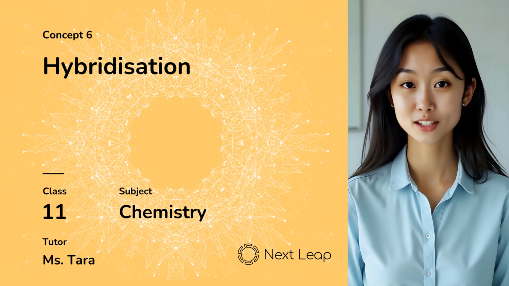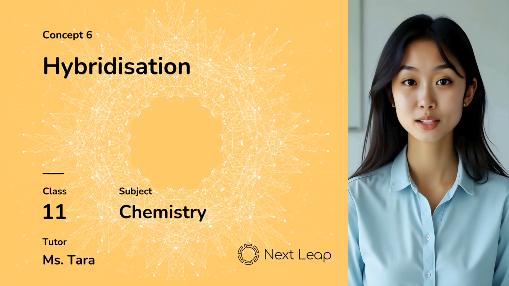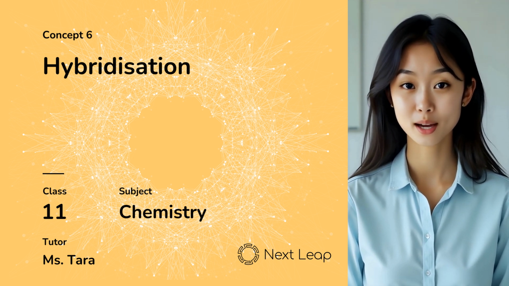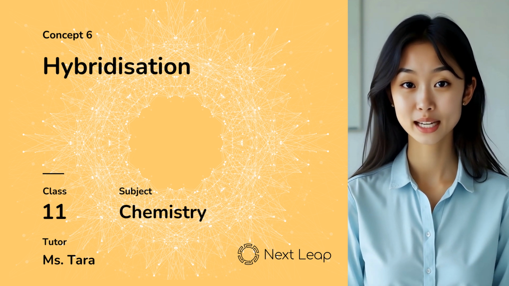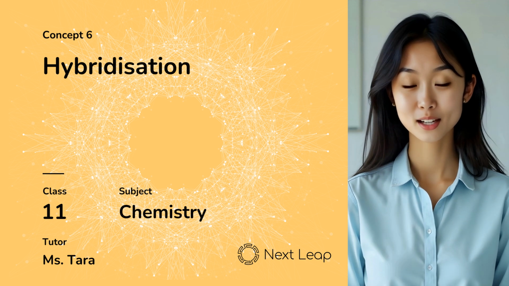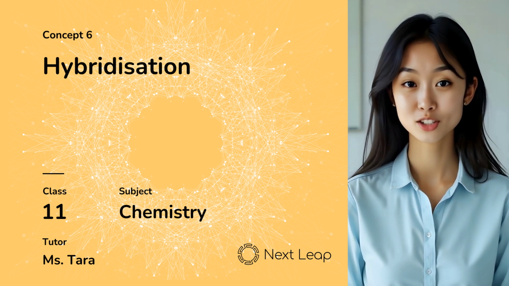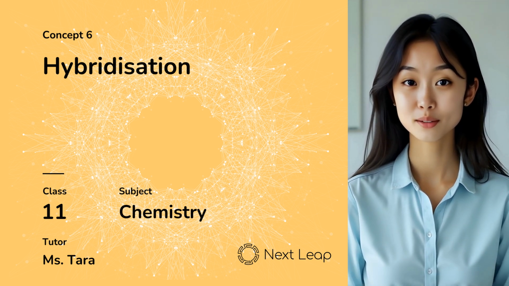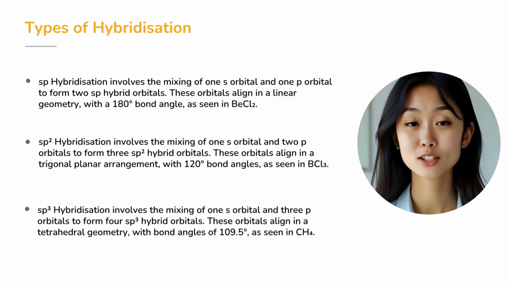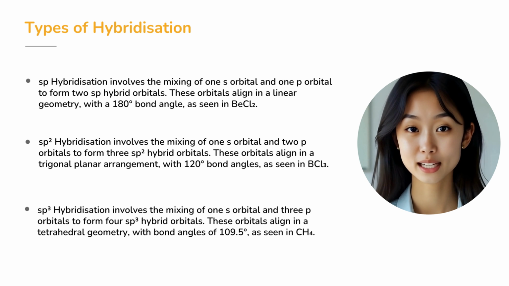Now, how does this tie into the chemistry we observe around us? When you think of water or methane, you're actually looking at molecules where hybridization explains their bond angles and three-dimensional structure. So, let's dive in and explore how atoms reshape their orbitals for bond formation. Let's look at the different types of hybridization that shape the molecules we see every day.